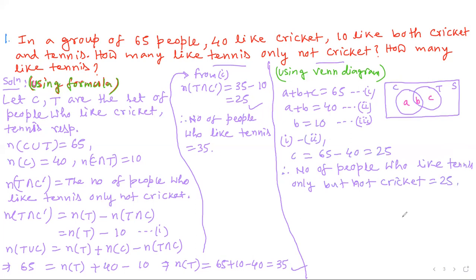Now next part, we have to calculate how many like tennis. Tennis means that set is denoted by T, and in the T set there are two parts, B and C. The number of people who like tennis is equal to B plus C. That means 10 plus 25 is equal to 35. So in this way, easily you can solve word problems by using formulas and also by using Venn diagrams.